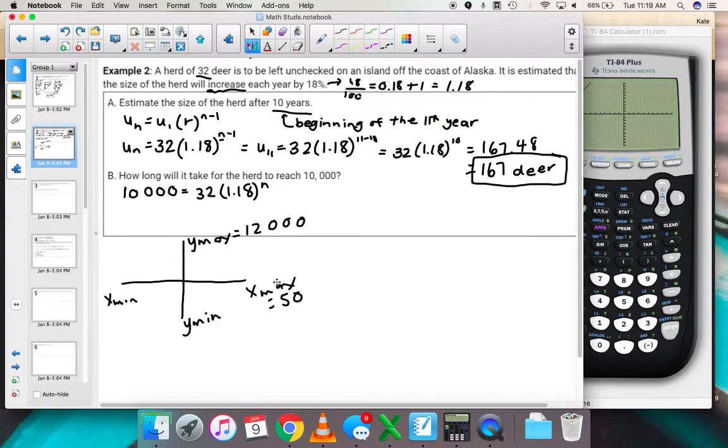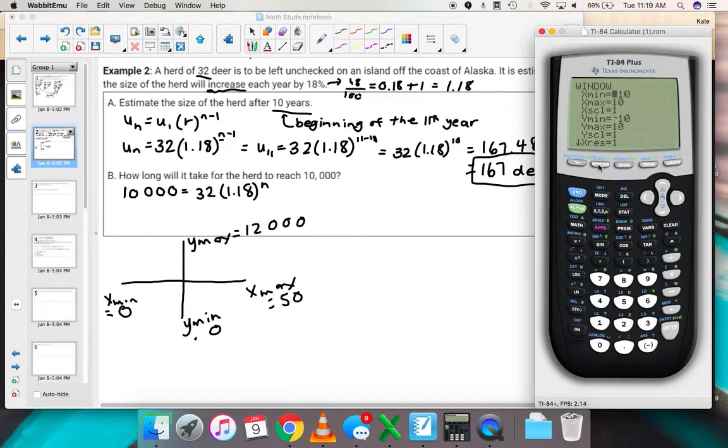It could be more time than that, which means we'll have to adjust our window again, but that's fine. When we're talking about x min for time, our time can't be less than 0. We're not going to look back past the original point that we started measuring this population. So our x min is going to be 0. And our y min is our minimum population, so we'll set that as 0 as well. So plugging that into our window here, we have an x min of 0, an x max of 50, a y min of 0, and a y max of 12,000.